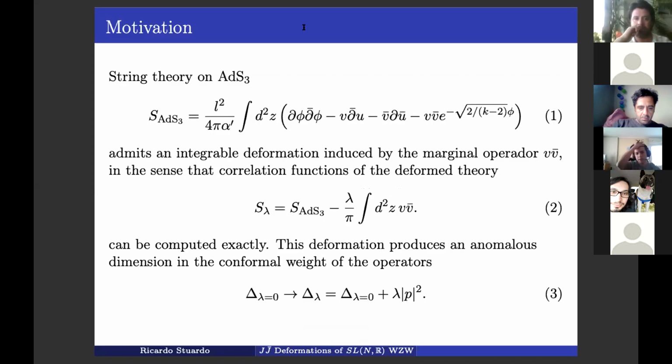So, as I said, we will start by considering string theory in AdS3, which is given by the action principle presented in equation 1. And as shown by Giveon and Kutasov, this theory admits a marginal integrable deformation that is produced by an operator that is quadratic in the auxiliary fields V. And it's integrable in the sense that correlation functions can be computed analytically in the deformation parameter without using perturbation theory. This was shown by Gaston, and he also showed that the deformation produces an anomalous dimension in the conformal weight of the vertex operators of the theory, as we see in equation 3. Next slide, please.